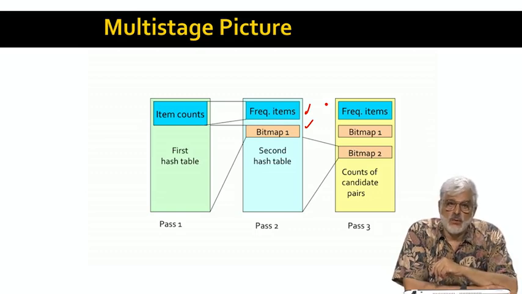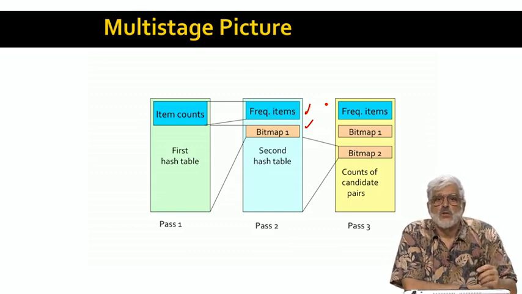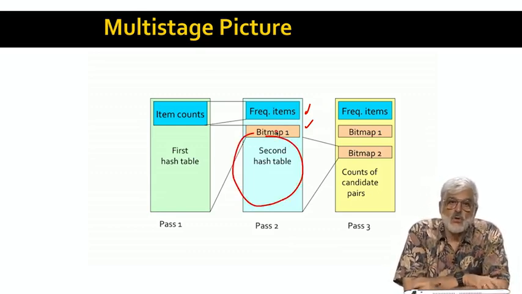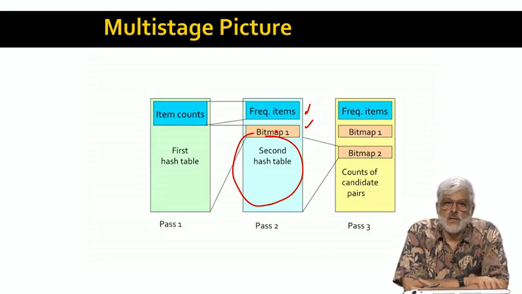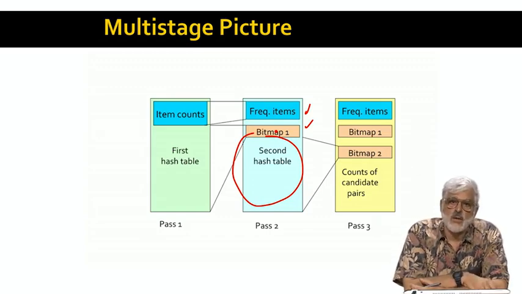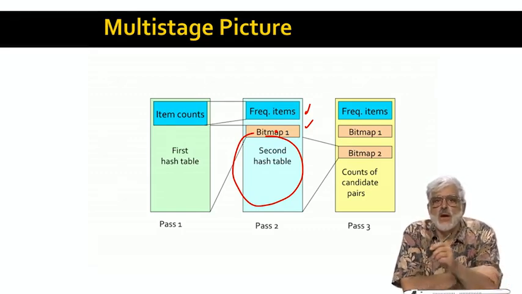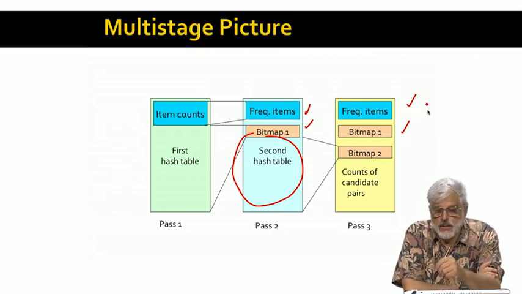But in the multi-stage algorithm, we don't count pairs just because they are candidates. We just hash the candidates to another hash table using a different hash function. This hash table is approximately as large as the hash table in the first pass, depending upon whether the bitmap plus the list of frequent items takes up more or less space than the counts of all the items on the first pass.